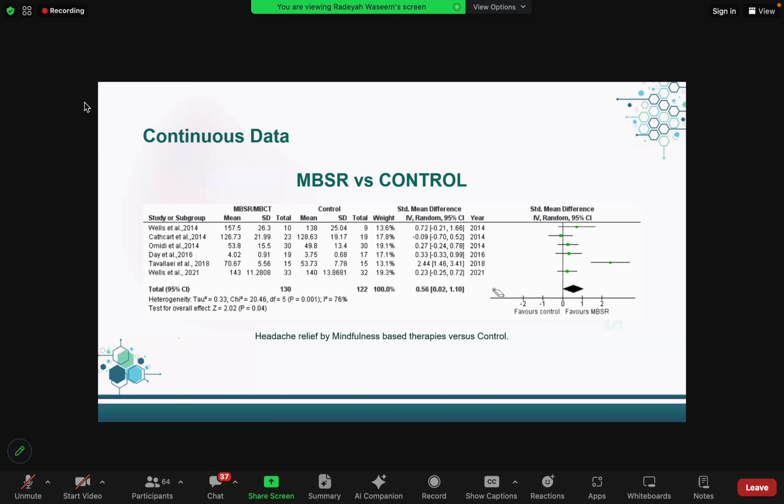Then if our mean difference is 0, that means there is no difference between an intervention and control group. If our mean difference is positive, that means our intervention group is increasing the outcome. If our mean difference is negative, that shows that our intervention group is decreasing the outcome. I hope all of these points are clear to everyone and you have no doubt in these statements.